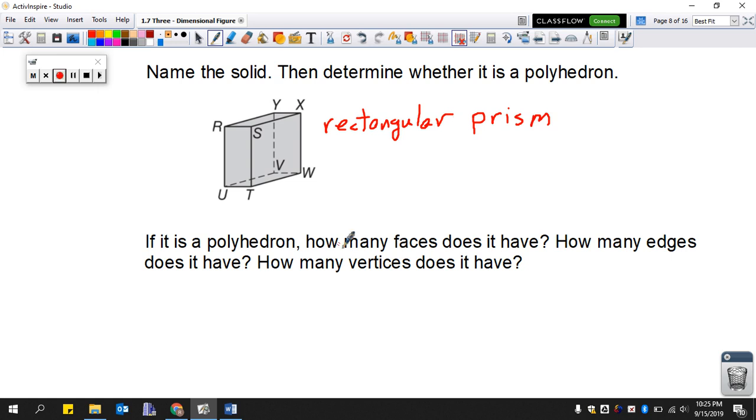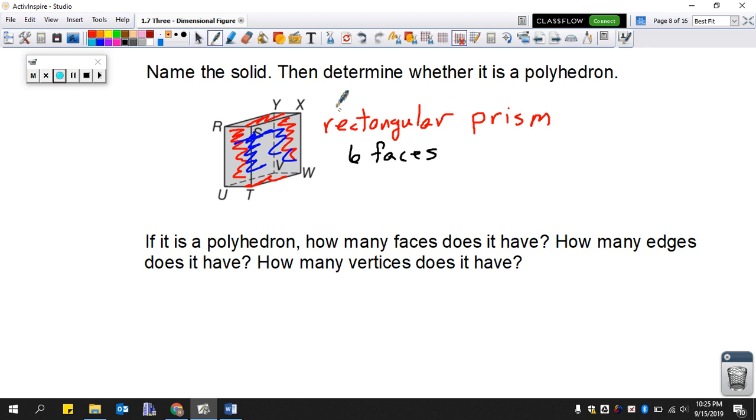All right, so if it's a polyhedron, how many faces does it have? Well, you have the front, you have the back, you have the top, you have the bottom, so that's 4, and you have the left side, which is this over here, and you have the right side. So that would be 1, 2, 3, 4, 5, 6. So there are 6 faces.